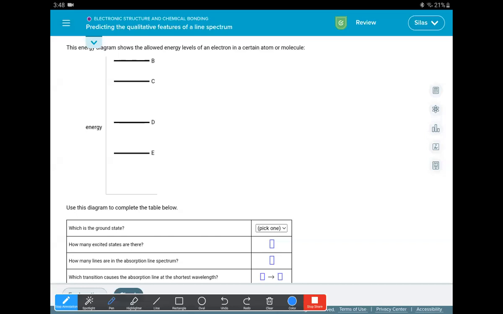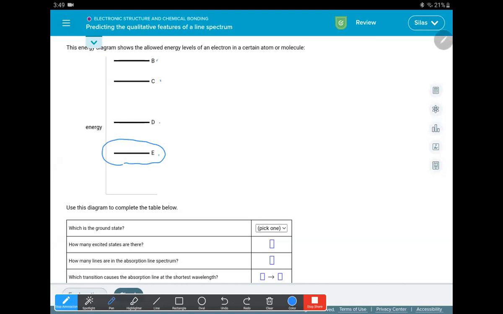First, what's the ground state? And so we're looking at energy levels. Ground state is where it rests if it's not excited, so if it doesn't have some sort of energy boosted into it. And so we're looking at E for this one. Notice how they're labeled. It can be different. It can start with A, it can start with F. It can be different.